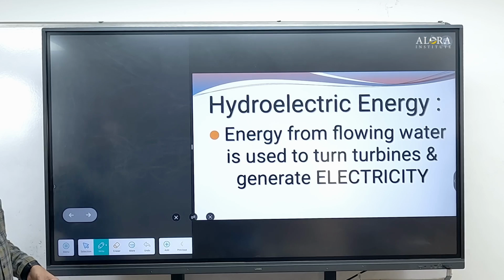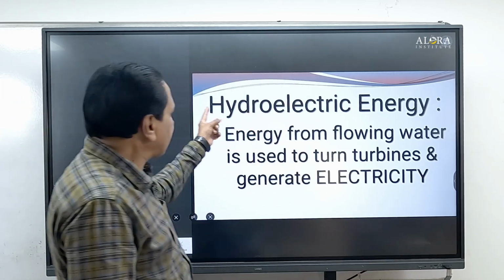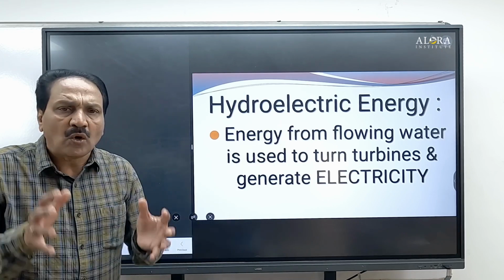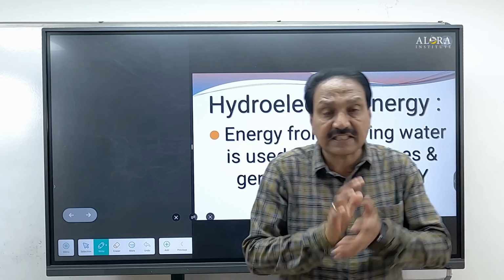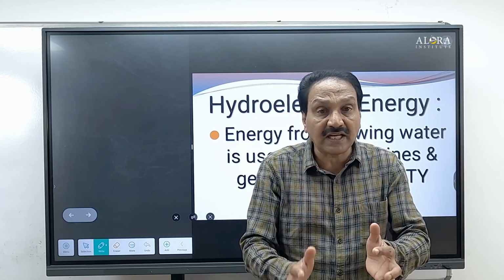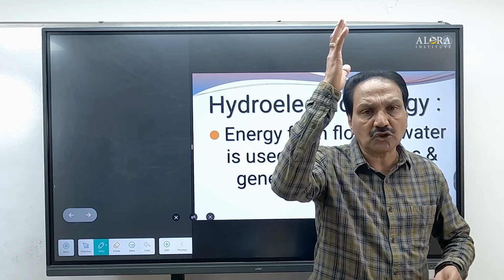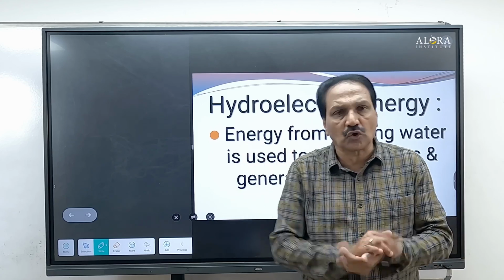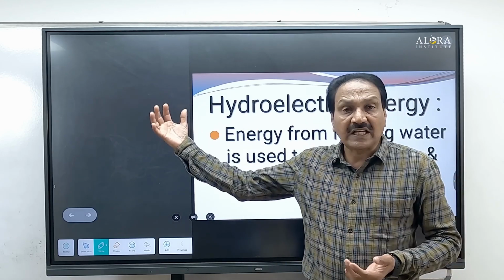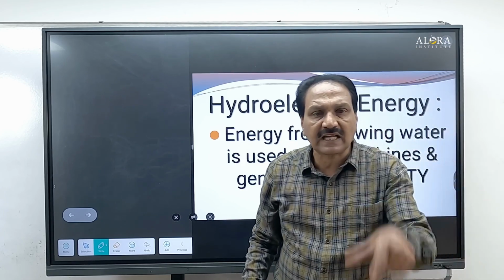Now let's go for another type of renewable energy, that is hydroelectric energy. What do you mean by hydroelectric energy? We are getting the electricity from the energy present in the flowing water. You might have heard of Jog Falls. So the electricity generating station is Jog. There, water is flowing at a very high point and it falls. At the bottom the turbines are kept.